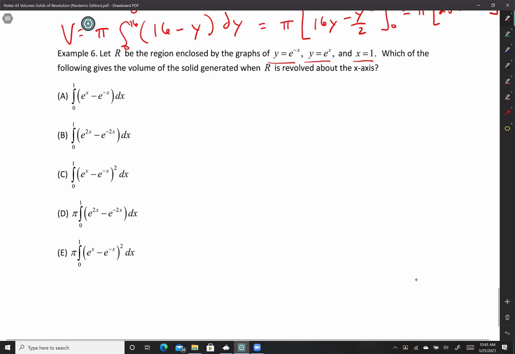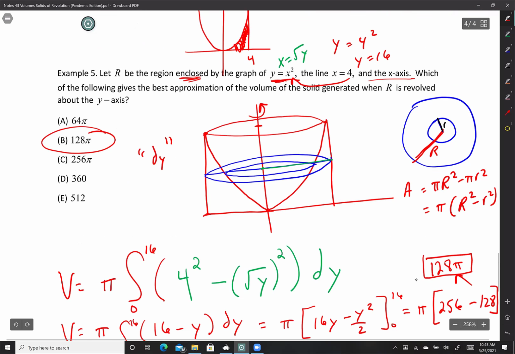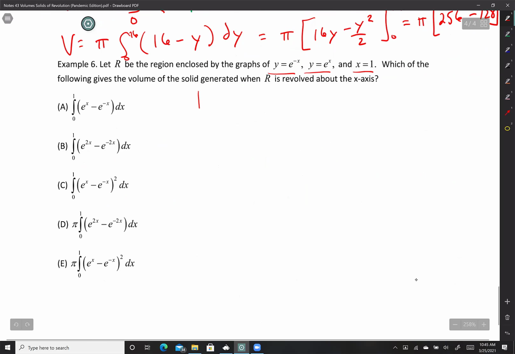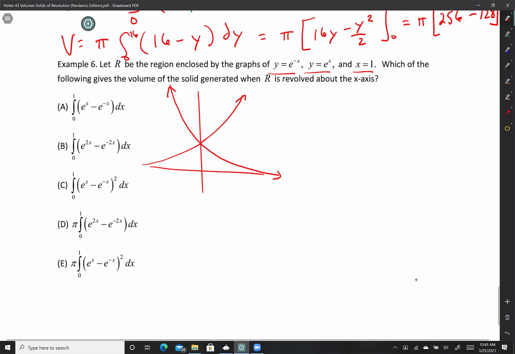Okay, first let's do what we've always done. Let's sketch a graph first, and then we'll perfect it. So let's see how y equals e to the negative x looks. That looks like this. Y equals e to the x looks like this. And they better intersect at the same value at 1. And x equals 1 looks like this. So it's this thin region with respect to x equals 1. So it's that thin looking thingy in green.